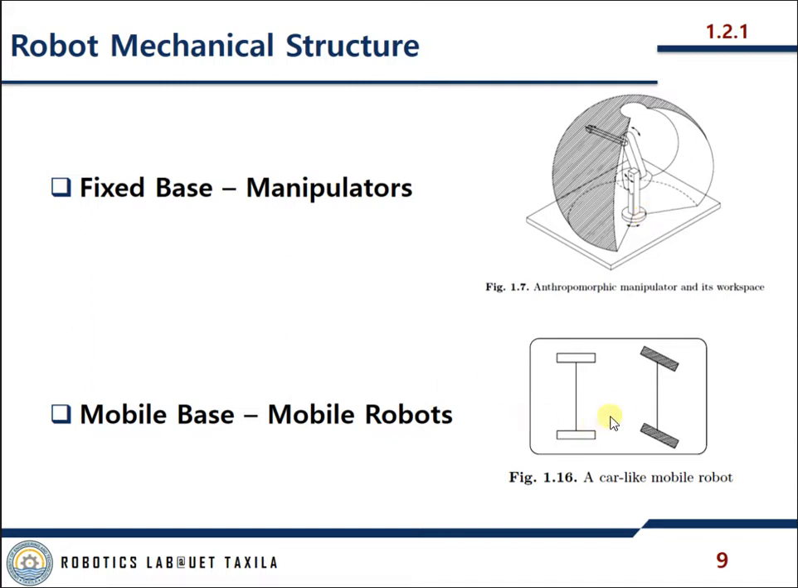But another part of the robotic mechanical structure is the mobile robot. The main feature of a mobile robot is the presence of a mobile base, which allows the robot to move freely in the environment. Unlike manipulators, such robots are mostly used in service applications where extensive autonomous motion capabilities are required. Let's have a brief introduction of both of these robots.